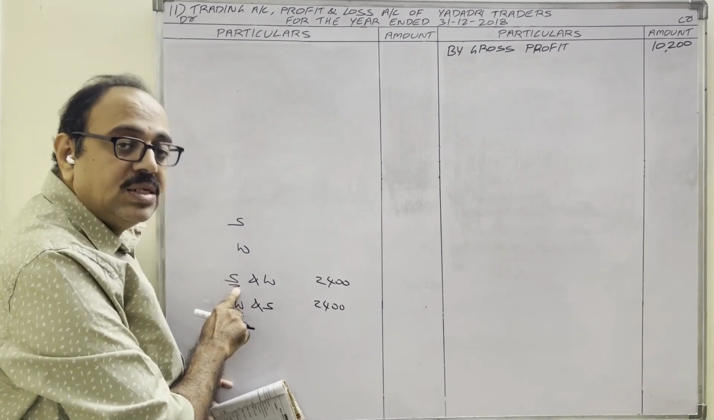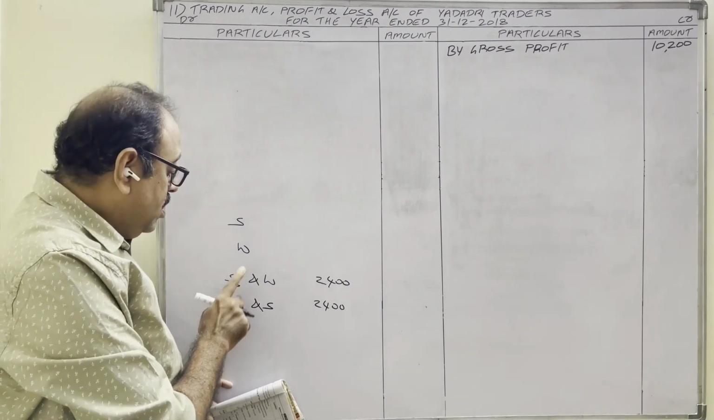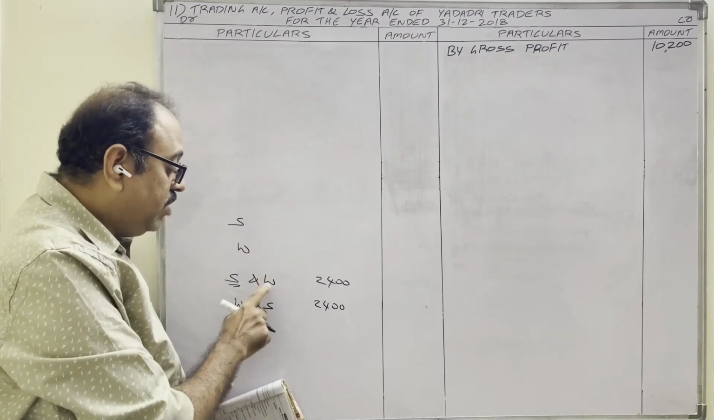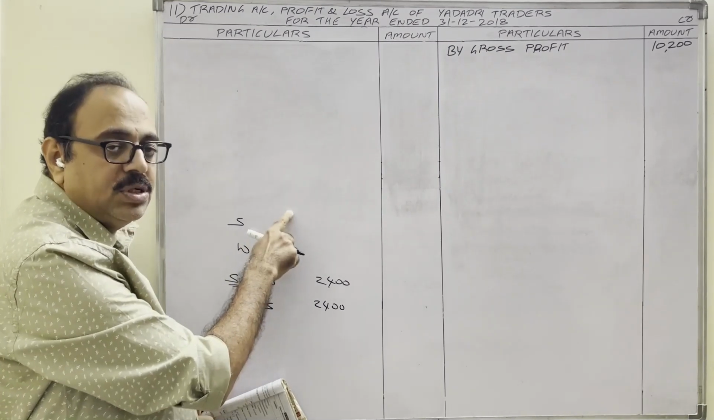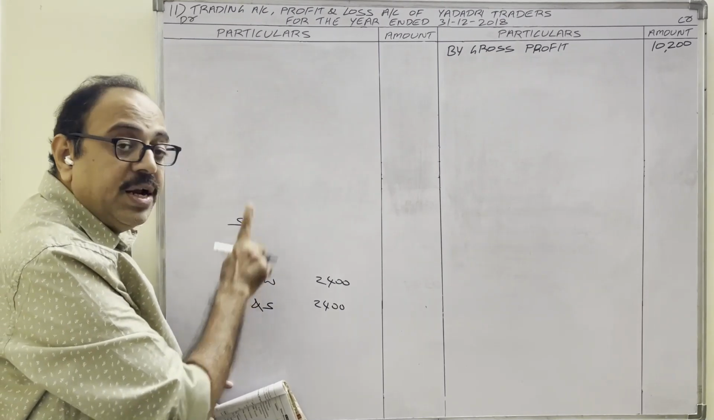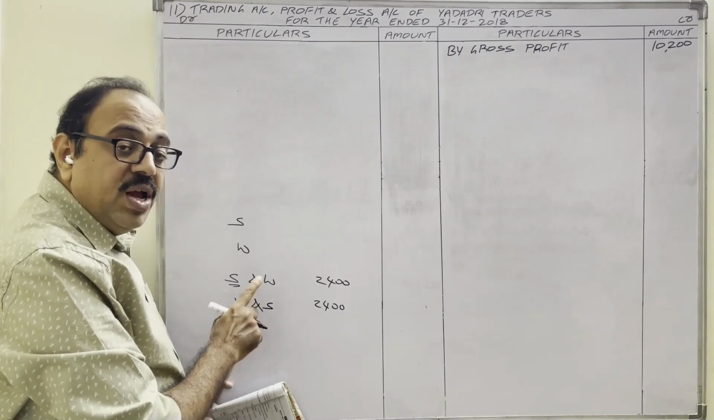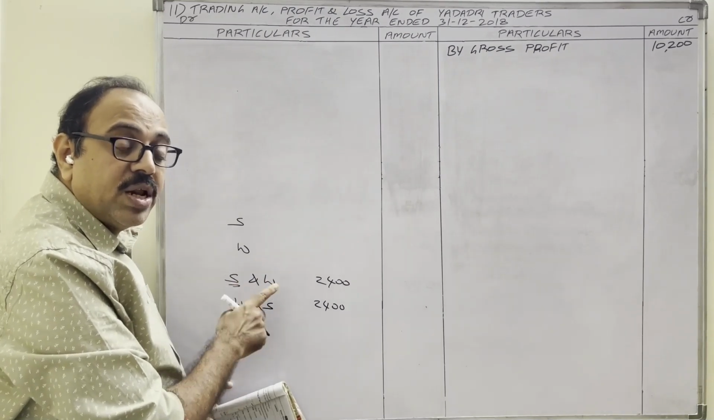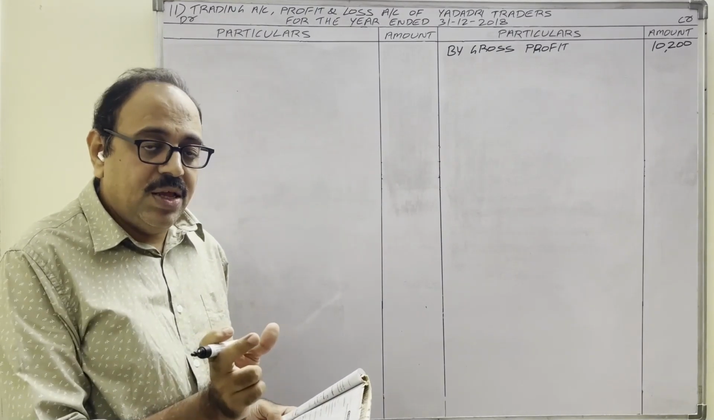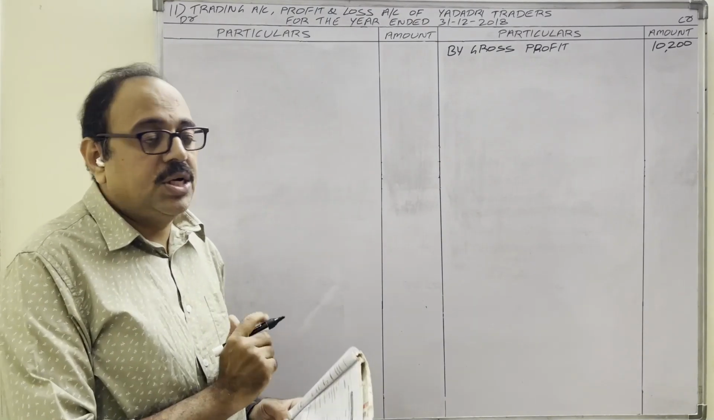If salary is the starting word, then we write it in the P&L account. Therefore, salaries and wages also show in the P&L account. If wages is the first word, we write it in the trading account. Therefore, wages and salaries we should write in the trading account. Salaries and wages are given here. The first word is salary, therefore we show it in the profit and loss account.